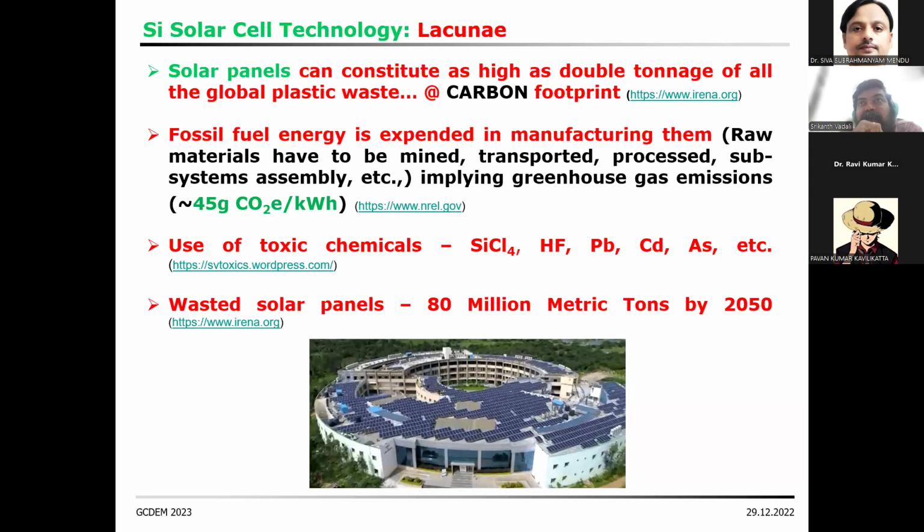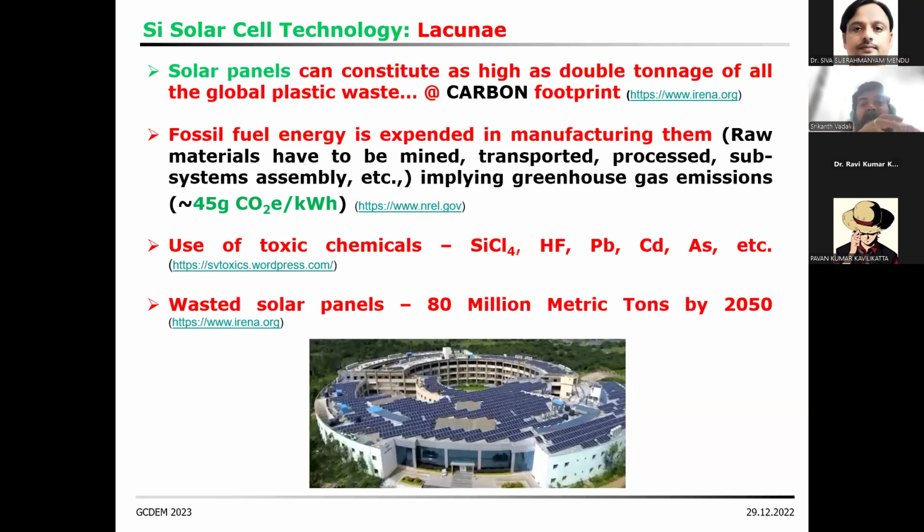Now, if you consider, let's say, wind energy, it is 16 grams of carbon dioxide equivalent per kilowatt hour. That means wind energy is better than solar. Okay, now let's see the other things, the use of toxic chemicals.